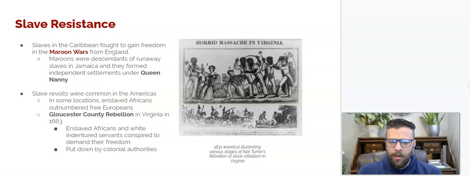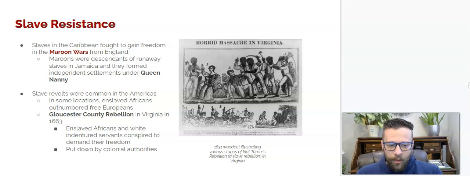But slave revolts were becoming more and more common in the Americas, because in some locations, enslaved Africans outnumbered free white Europeans. This is particularly the case in the southern British colonies, what becomes Virginia, North Carolina, South Carolina, that area. So you can look at the Stono Rebellion in South Carolina, the Gloucester County Rebellion in Virginia in 1663. Enslaved Africans conspired to demand their freedom through a slave uprising. Many times this ended, and this is a good example of this, where they were put down pretty harshly by colonial authorities.